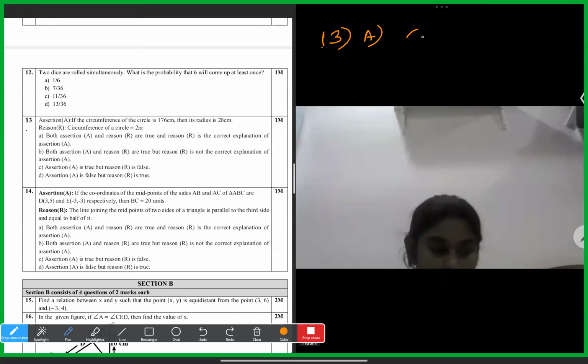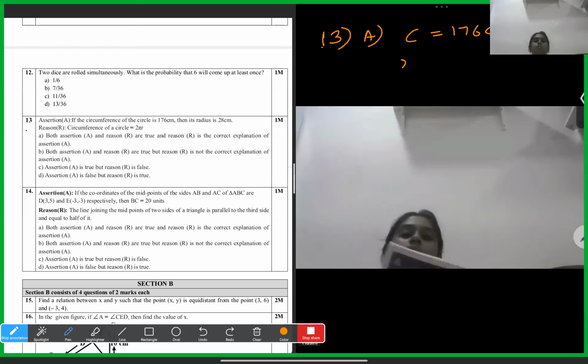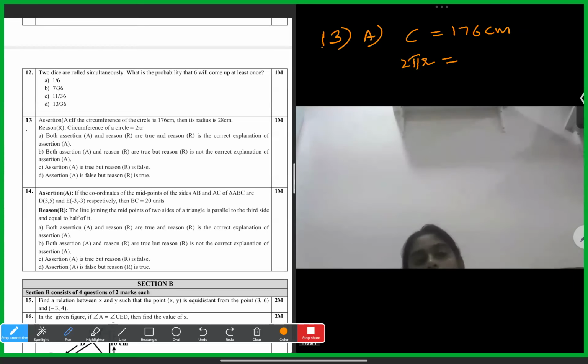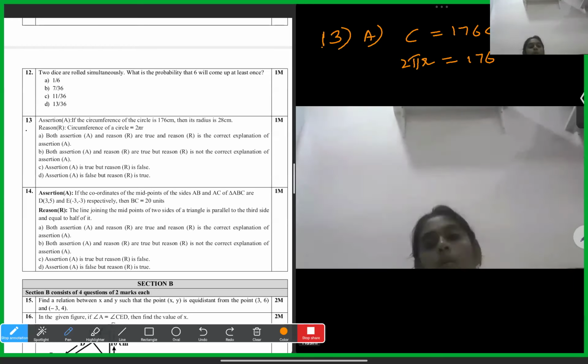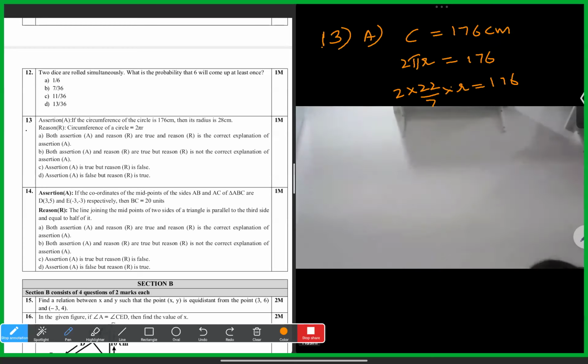The circumference is 176 centimeters. The radius is 28 itself. So we'll find out once. 2 pi r is given as 176. Okay, 2 into 22 by 7 into radius r is equal to 176.